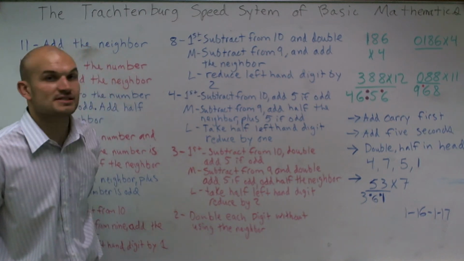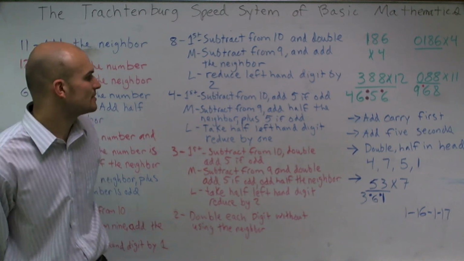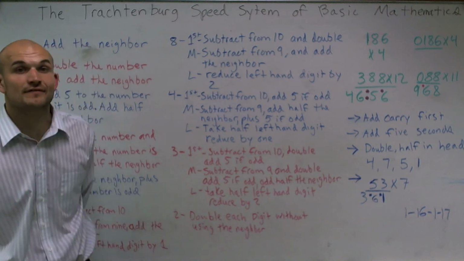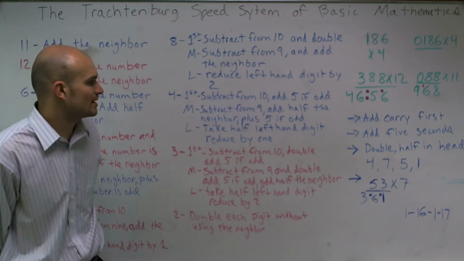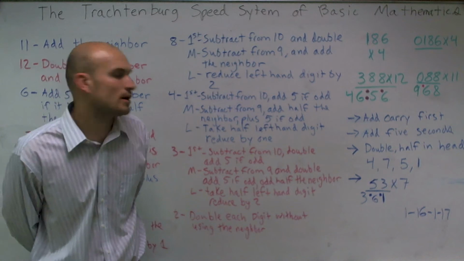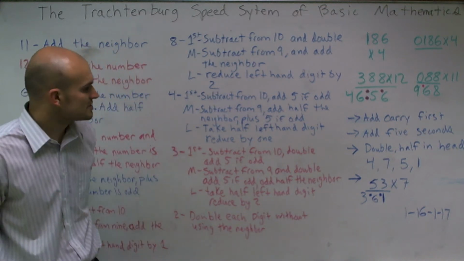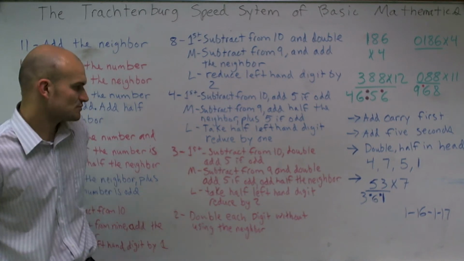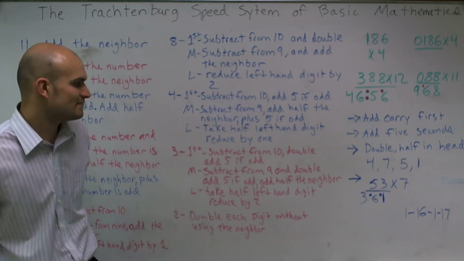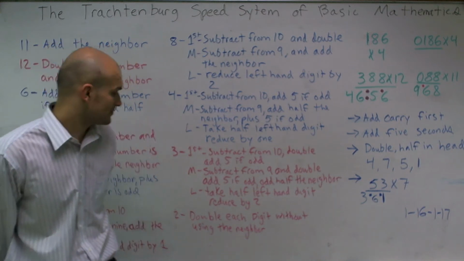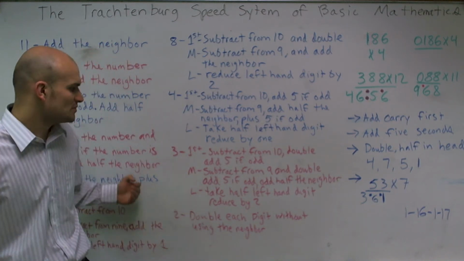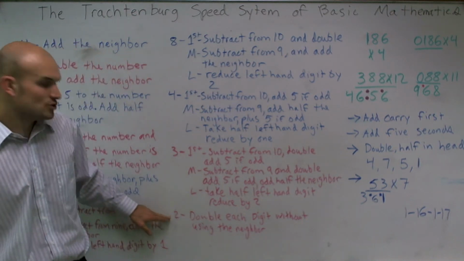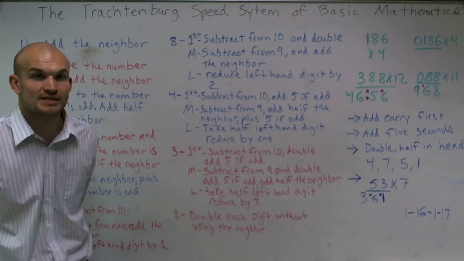For 4, we want to subtract from 10, add 5 if odd. For the middle digits, we want to subtract from 9, add half the neighbor, plus 5 if it's odd. And for the left-hand digit, we want to reduce it by 1. For 3, for the first number, we want to subtract from 10, double, add 5 if odd. For the middle digits, we want to subtract from 9, double, add 5 if odd, and add half of the neighbor. And for the leftmost digit, we want to reduce the left-hand digit by 2. When multiplying by 2, we want to double each digit without using the neighbor.